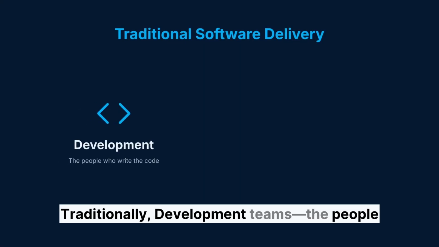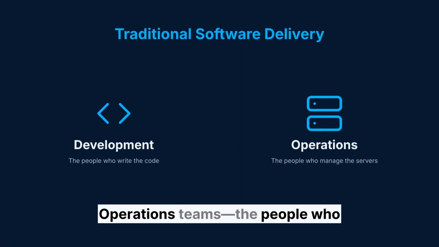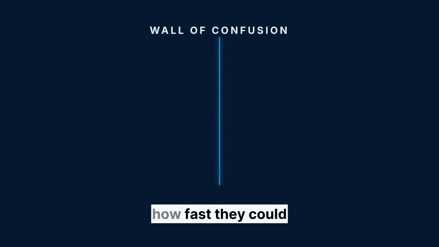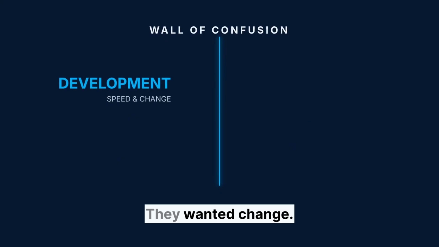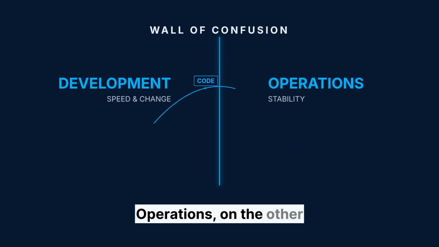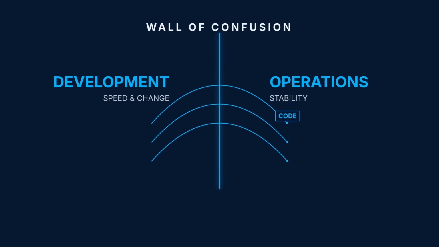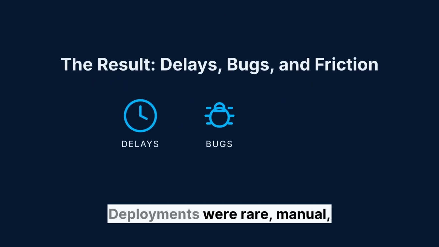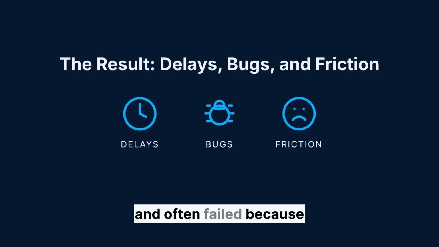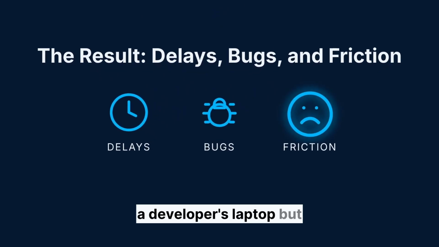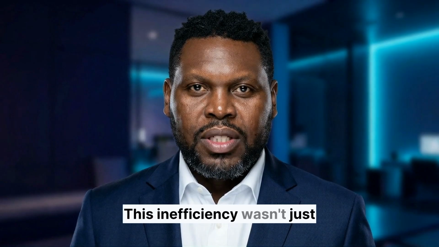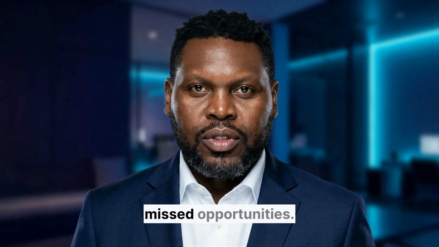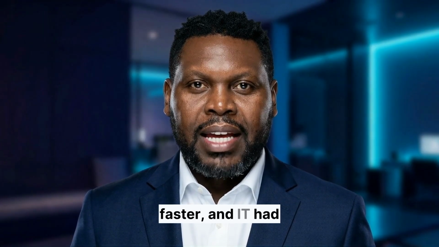Traditionally, development teams, the people who write the code, and operations teams, the people who manage the servers, worked in separate silos. Developers were measured by how fast they could deliver new features. They wanted change. Operations, on the other hand, were measured by stability. They wanted things to stay the same. This conflicting set of goals created massive friction. Deployments were rare, manual, and often failed because the code worked on a developer's laptop but not in the data center. This inefficiency wasn't just annoying for IT staff, it was costing businesses millions in lost time and missed opportunities. The world was moving faster and IT had to catch up.